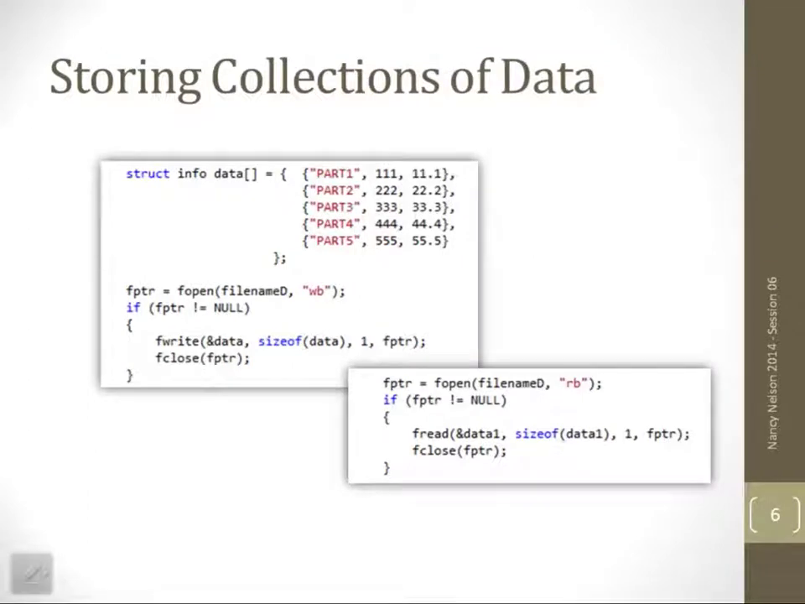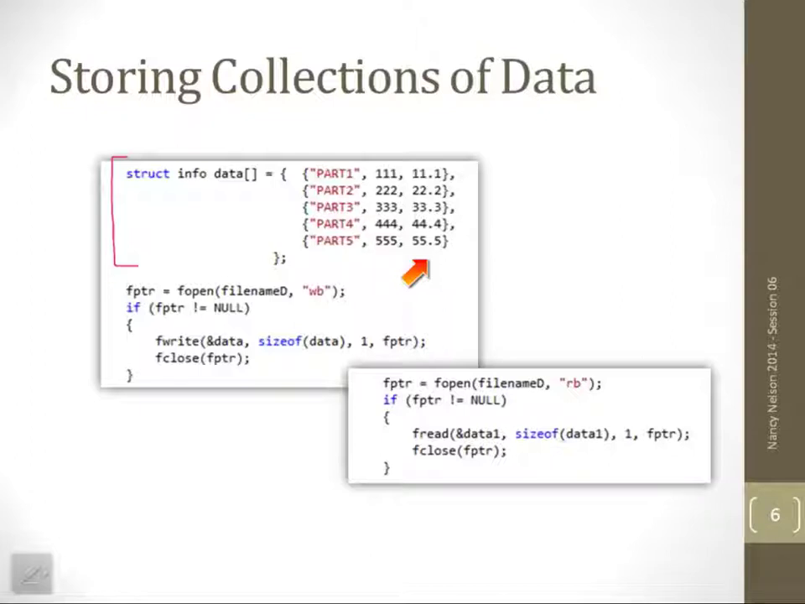Let's take a look at an example here. Here we have a structure declared that indicates we have an array of structures. The structures have some strings in them. They have an integer value and a floating point number, and we can see we have 5 elements in this array. So it looks like we have a database that's keeping track of information about parts, for example.